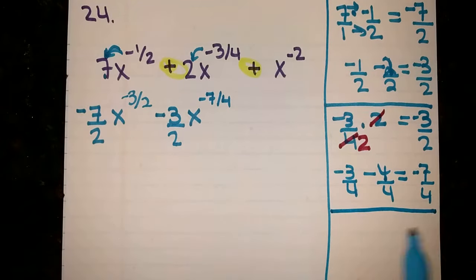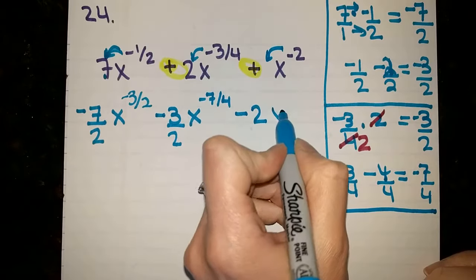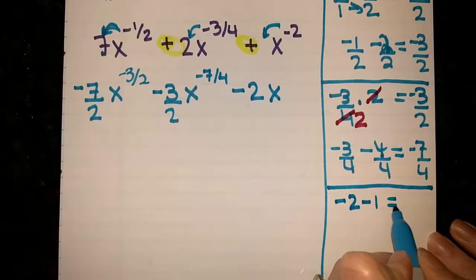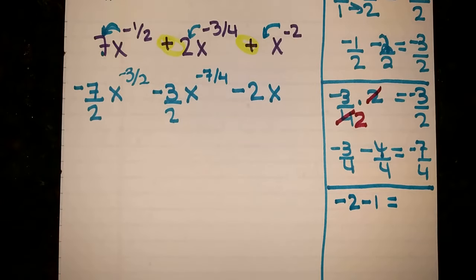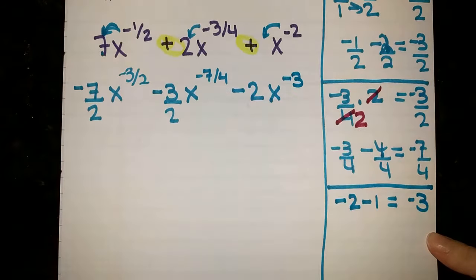Now for the third term, you're just going to bring down, and there's just a 1 in front, so it's -2 x, and then subtract 1. So do be careful here, -2 minus 1. Sometimes people get kind of crazy and they'll start saying it's -1 or something like that, but it's -3. So we have -3 as our new exponent. And at that point you're done. You don't have to remove negative exponents or anything like that.